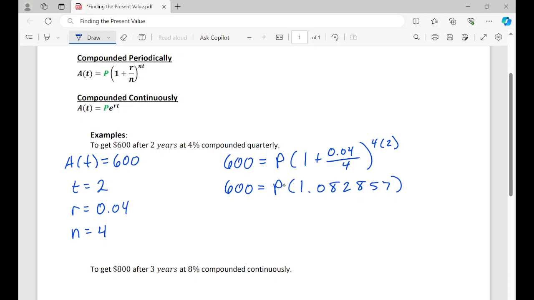Now, solving for P is easy because P is multiplying by this entire parentheses. So I'm just going to divide the entire parentheses over. So I'm going to do 600 over this. And when I do that, I'm going to end up getting 554.09 for my present value. I'm rounding to 2 decimals because this is money, and typically you round to the nearest penny when it comes to money unless told otherwise. So my present value, the amount of money I have to start off with to get to $600 after 2 years compounded quarterly at 4%, is this amount.